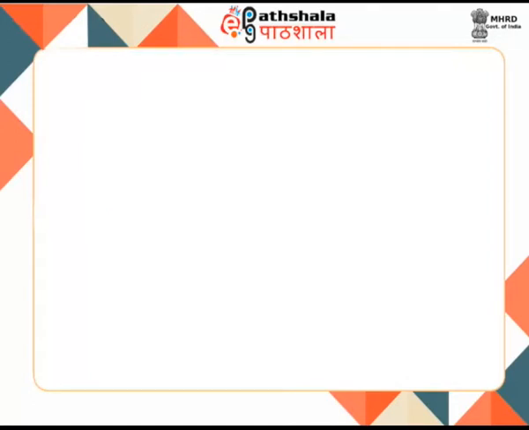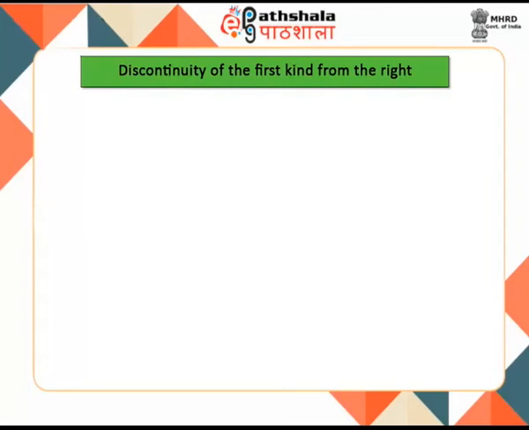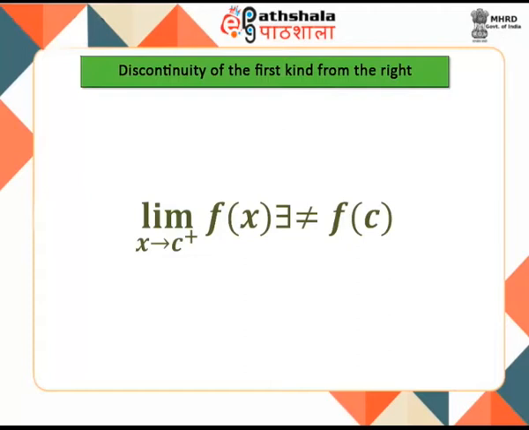f is said to have discontinuity of the first kind from the right at x equal to c if the limit as x tends to c from above of f(x) exists but is not equal to f(c).